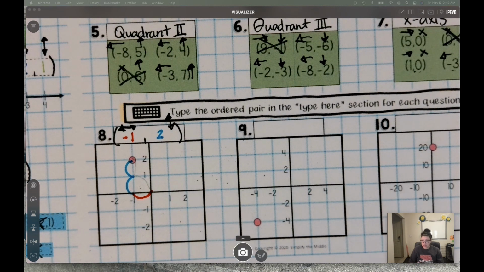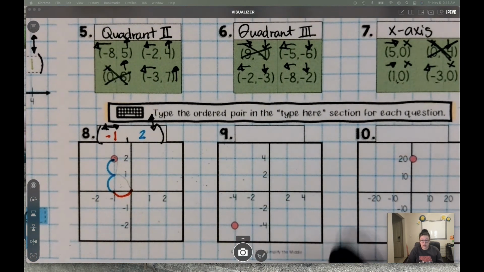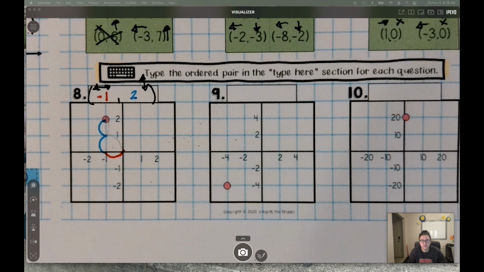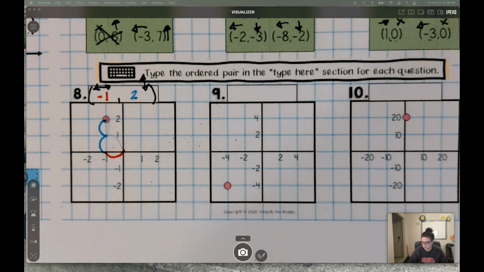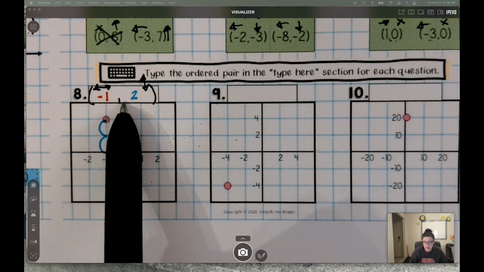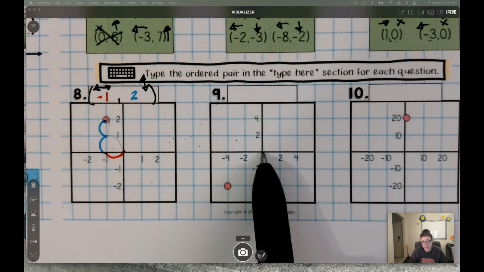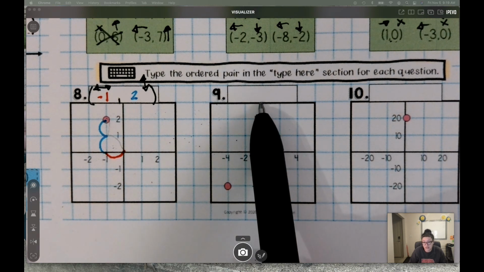I'm going to have you do 9 and 10 on your own too, but there's something I want to point out. Take a look at number 9. Take a look at number 10. What is different there? What do you notice compared to 8? On 8, my lines go by 1. So there's 1, 2, that would be 3. On 9, what do my lines go by? They go by 2s. So this is like 2, 4, 6.